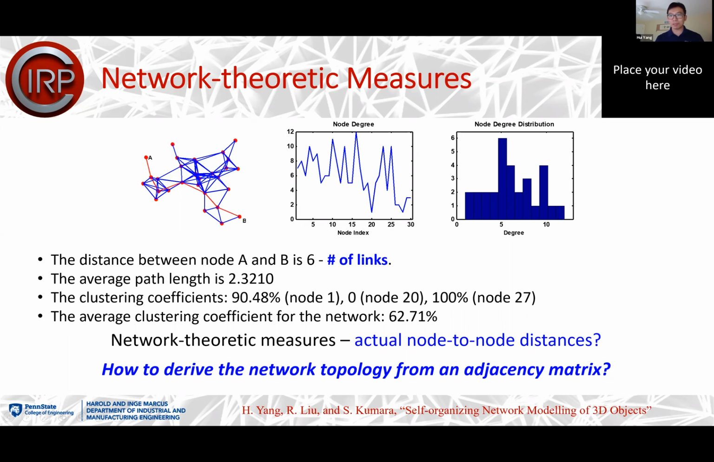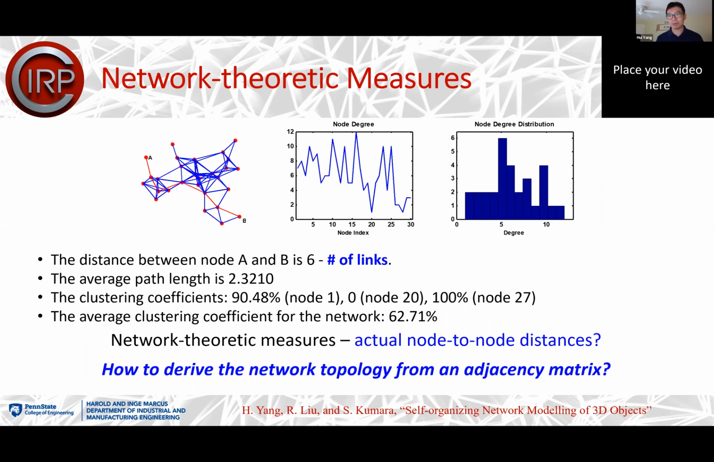But for those network theoretical measures, we just count how many edges we have between these two nodes. We didn't actually use the node-to-node distance, because if the network topology is different, then even if two nodes are connected, they might be at different distances, right? So the question is, if you have an adjacency matrix, how do you derive the topology? If it is a good adjacency matrix of the 3D objects, how do you derive the network topology from the adjacency matrix? And what will it be? This is an interesting question.